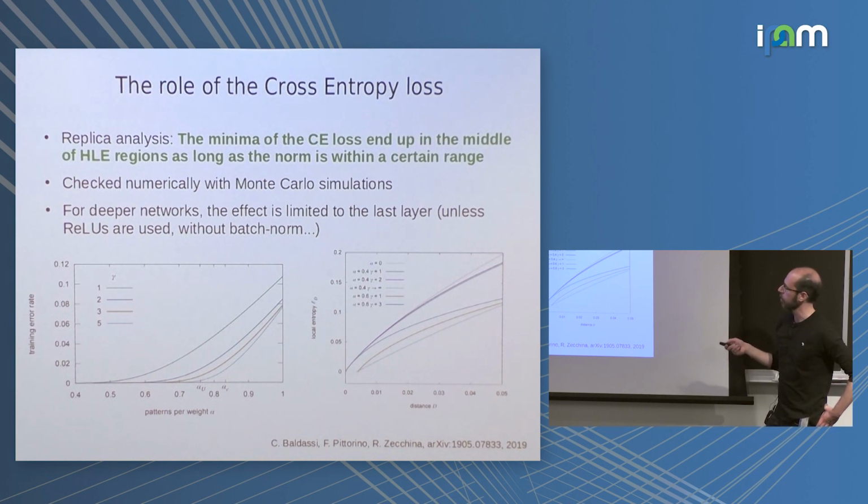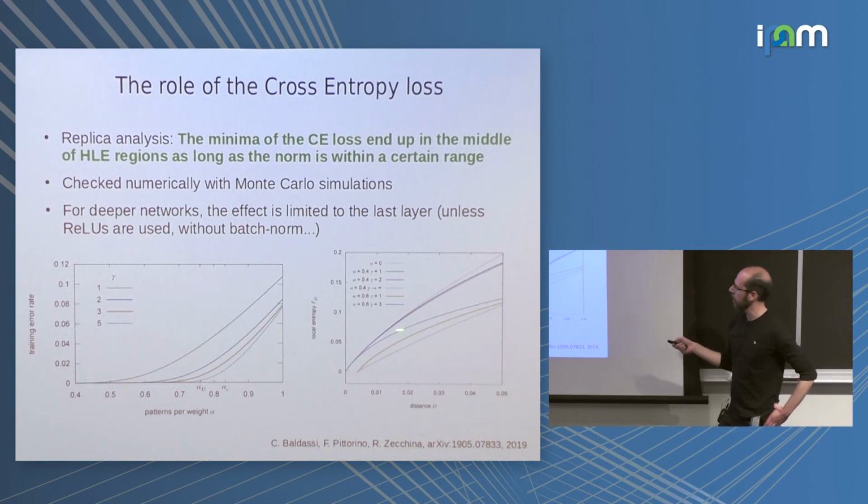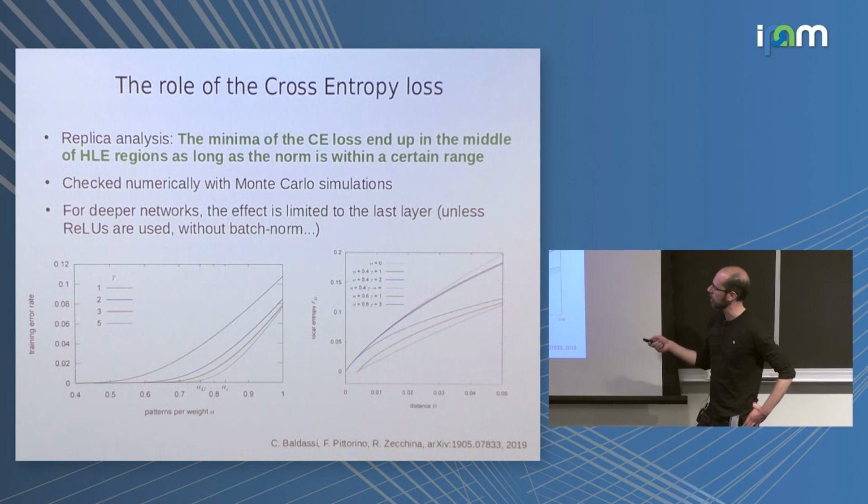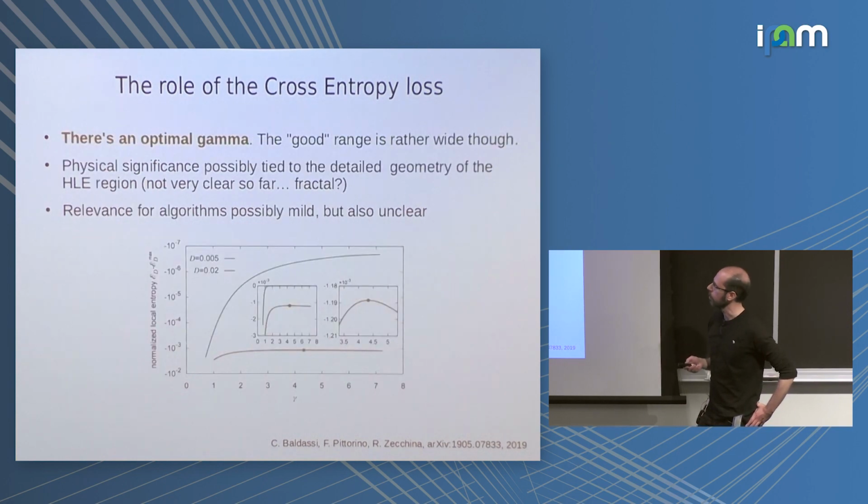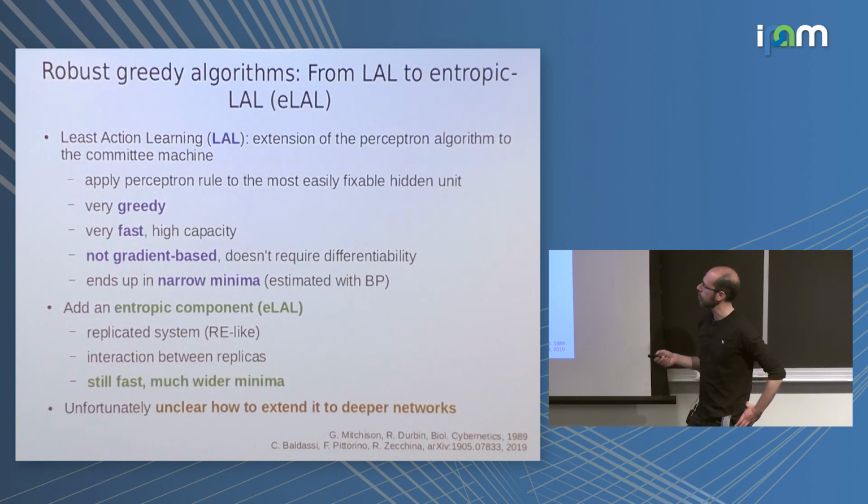Okay, now this is for a very, very shallow network. For deeper networks, there should be more things to be said. I think I should move on, though. But this robustness effect that is introduced by the cross-entropy is mostly limited to the last layer. So in a sense, it helps finding these more robust regions, but it's not exactly equivalent to the local entropy optimization that I was mentioning before. Okay, this I'm going to skip.